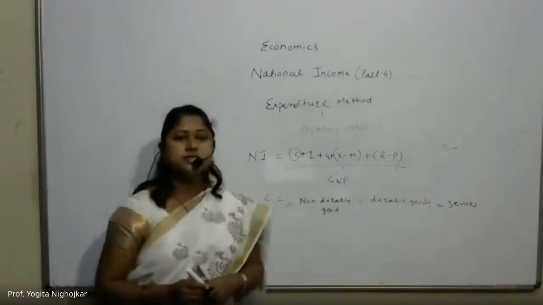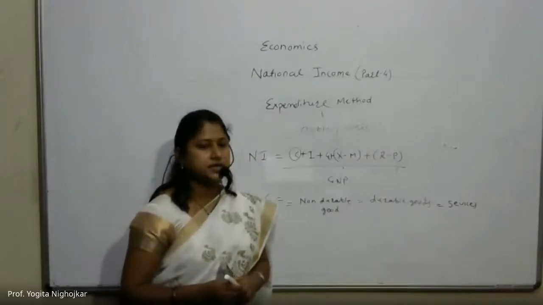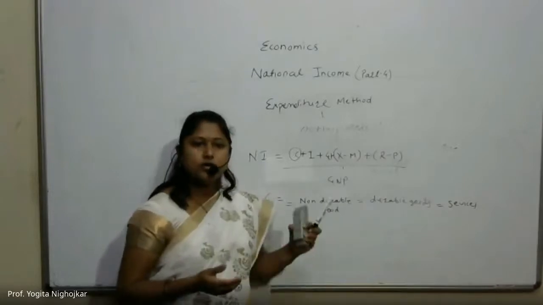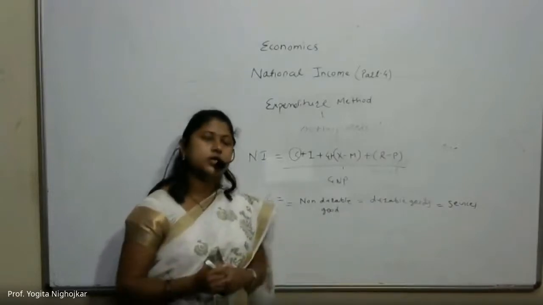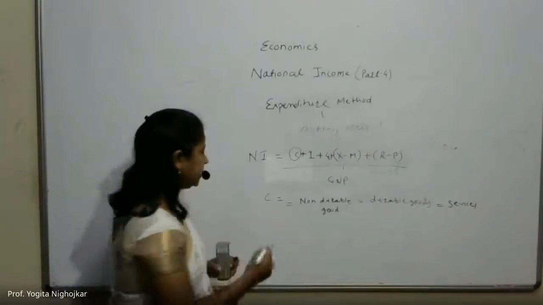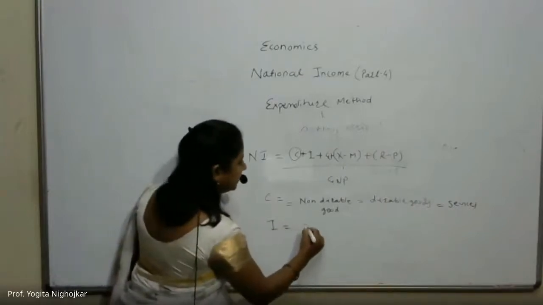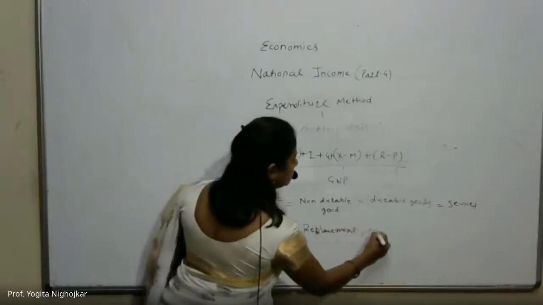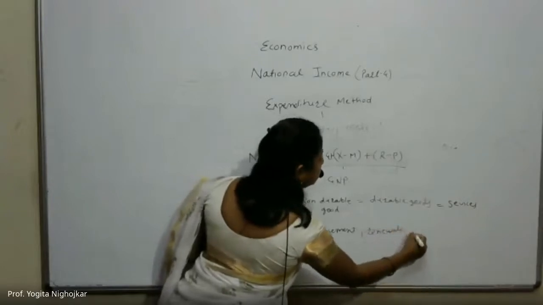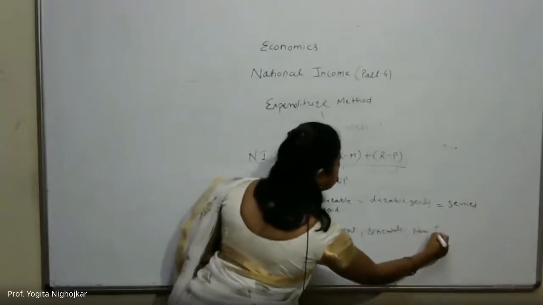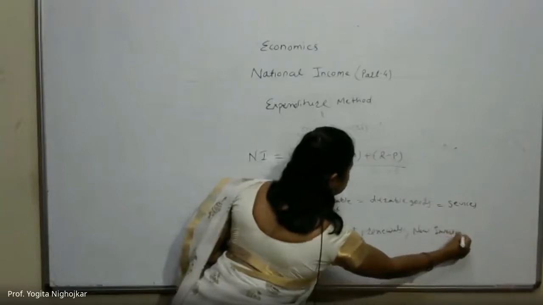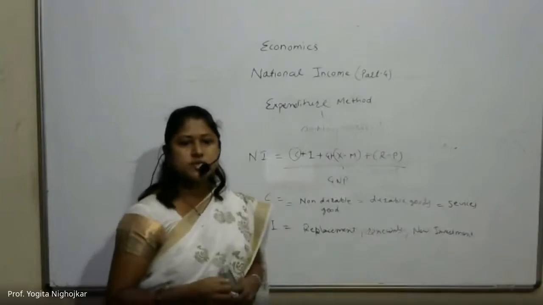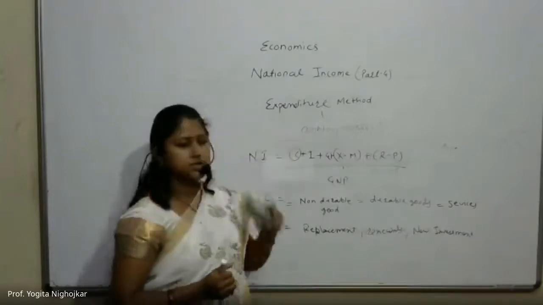Second is I. I means gross domestic private investment expenditure. It refers to expenditure made by private business on replacement, renewals, and new investment. That is I, gross domestic private investment expenditure.